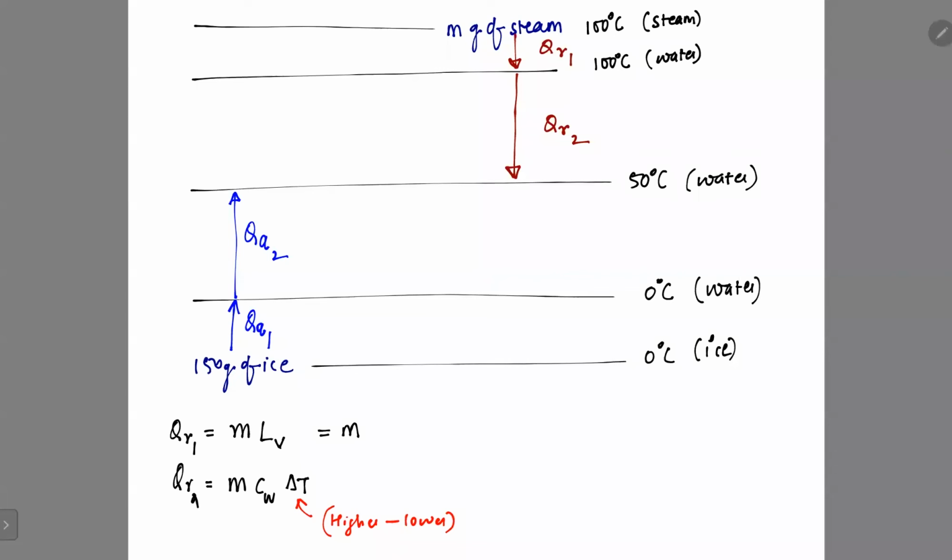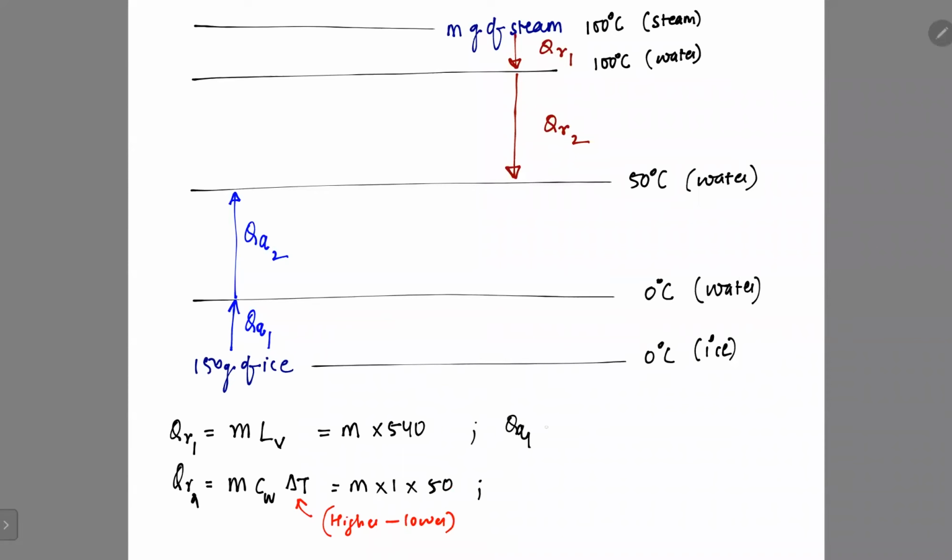Now, M. What is the latent heat of vaporization? It is 540. Agree? What is the value of CW? 1. What is delta T? 100 to 50. It is going to be 100 minus 50, which is 50. Very nice.